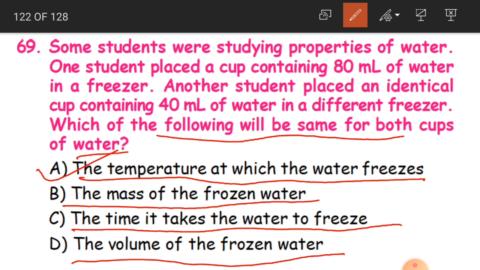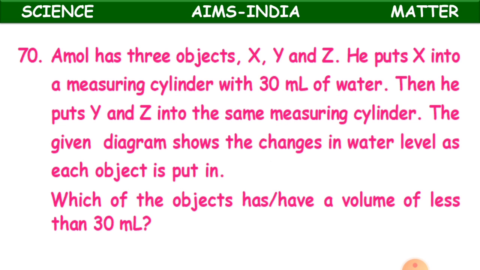So because of the same temperature, both the 80 ml cup of water and the 40 ml cup of water are going to freeze at once. It is not that a big cup is going to heat fast, or melt fast. It is not like that. When both are kept in the freezer, both are going to turn solid at the same time. So the temperature at which the water freezes is the same. Clear, children?